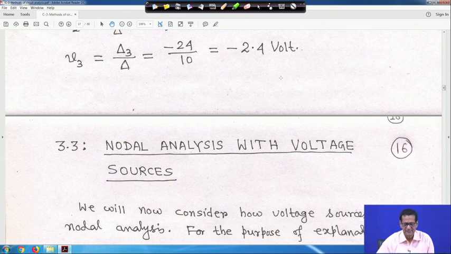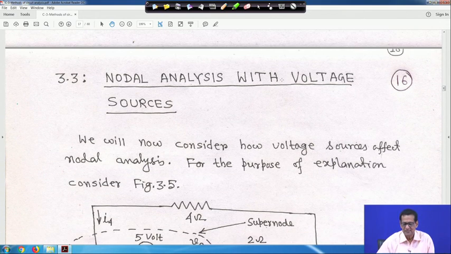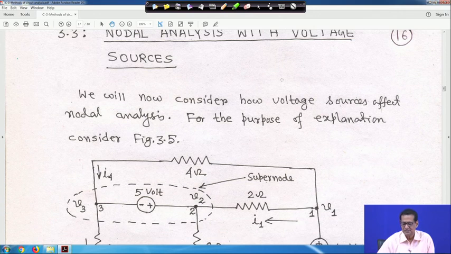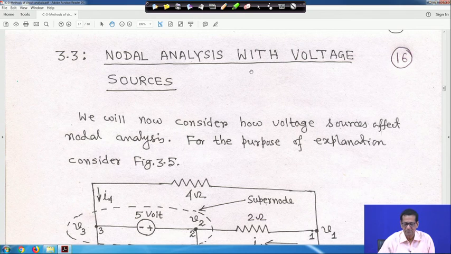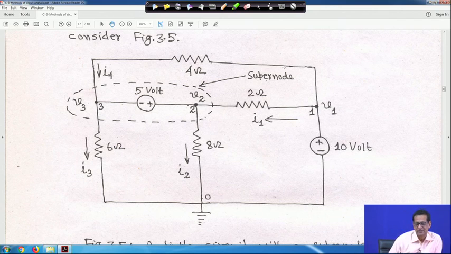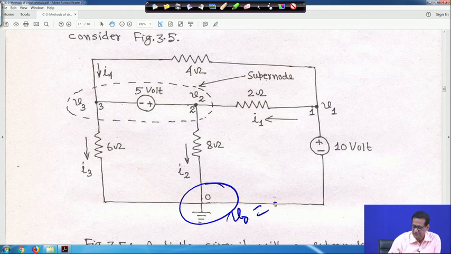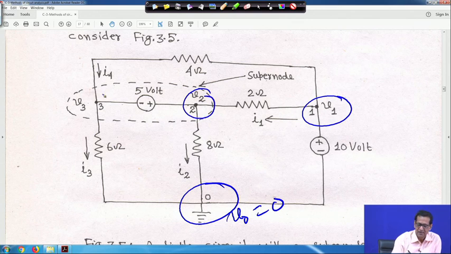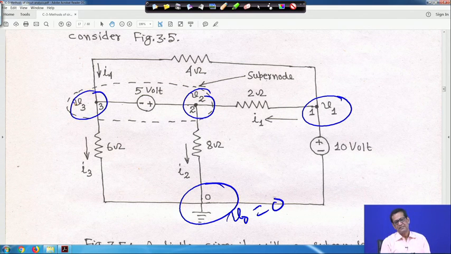Now, next we come to nodal analysis, and we will see many more examples of nodal analysis with voltage sources, right. So, now we will consider how voltage sources affect nodal analysis. For the purpose of explanation, consider figure 3.5. Let us try to understand this circuit we initially have taken. One reference node is there, right. At the reference node the voltage V 0 is equal to 0, right. If you look into this circuit, these are non-reference nodes, this is V 1, this is V 2 and this is V 3. So, node 1, node 2, node 3, these are non-reference nodes, right.